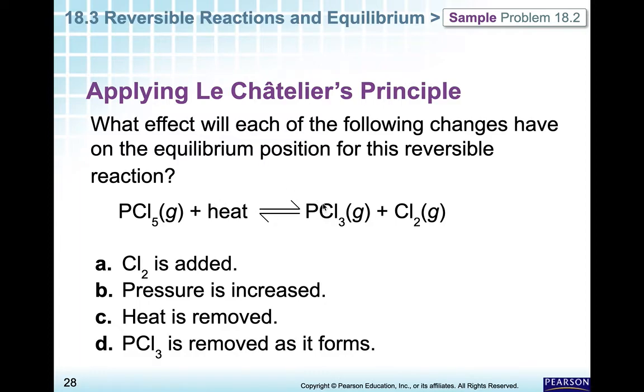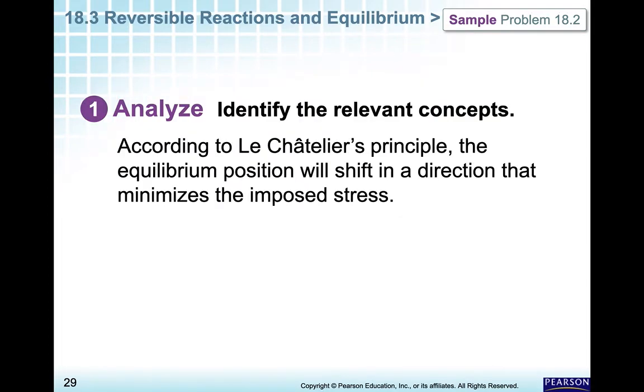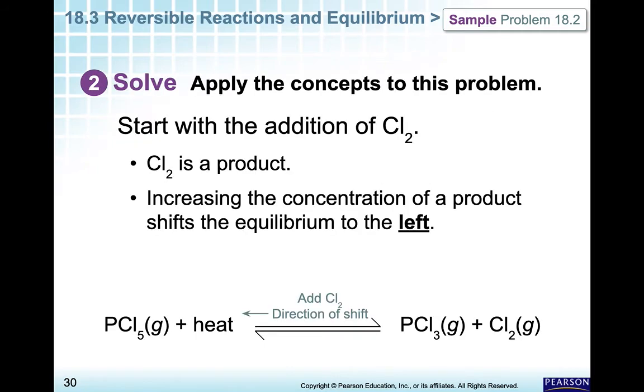If we remove PCl3 as it forms, we're removing product, we're decreasing this side, the system will act to increase that side. It will shift towards the products to make up for that lost PCl3. So the slides are going to walk through that same reasoning. In each case, the equilibrium position is going to shift in a direction to minimize our imposed stress, our change. So when it came to Cl2, we added product, the system will create more reactants. It will shift left.